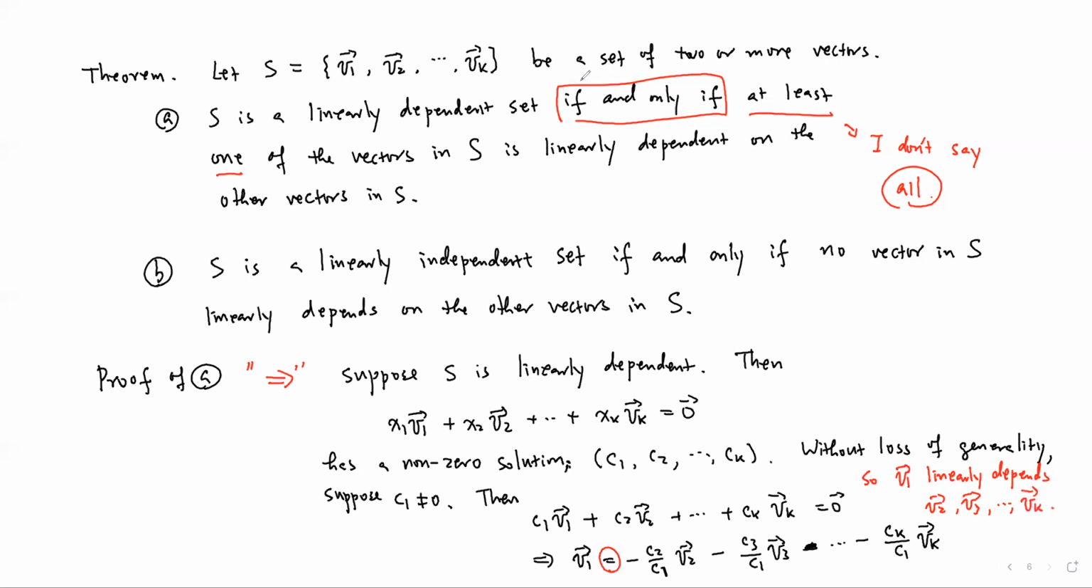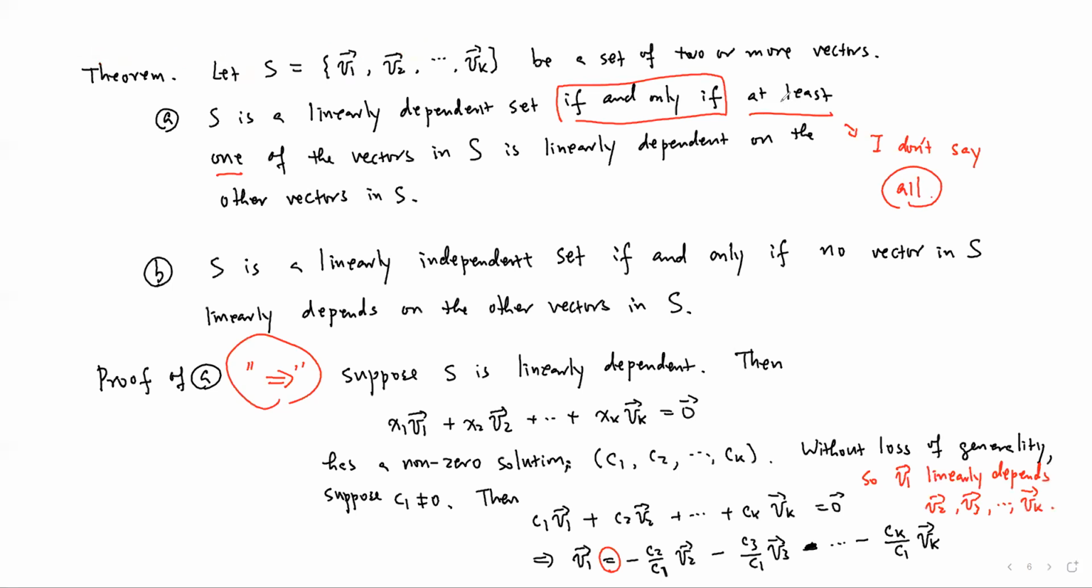So this direction, I have proved it. If a set is a linearly dependent set, then at least one vector depends on the other vectors. I'm done with this direction. Now, the reverse direction.